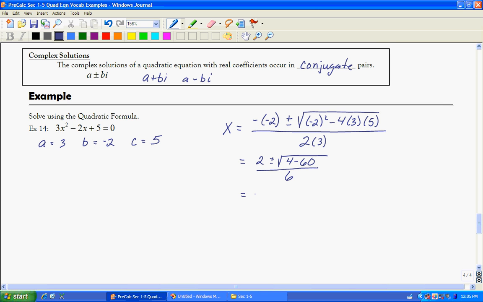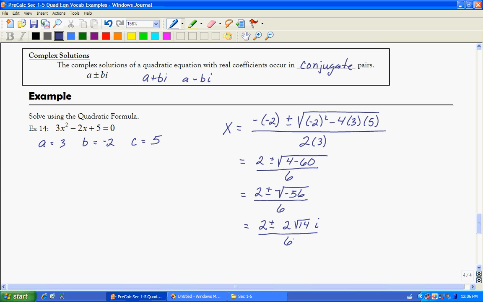And you see we're going to get a negative number under our radical. So this is our negative discriminant that's going to give us two complex solutions. So we have 2 plus or minus the square root of -56 all over 6. 56 is divisible by 4, which is a perfect square. And we're going to simplify that into 2 plus or minus 2 times the square root of 14i, and the i is outside the radical, all over 6.